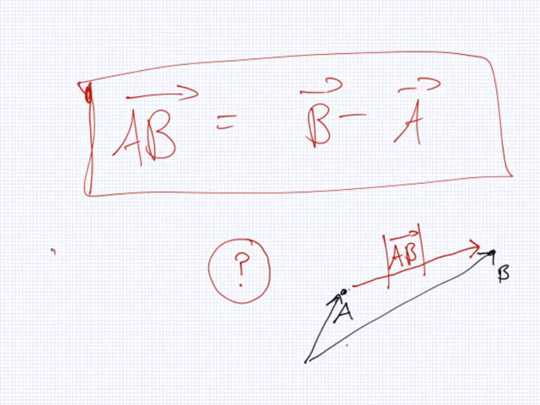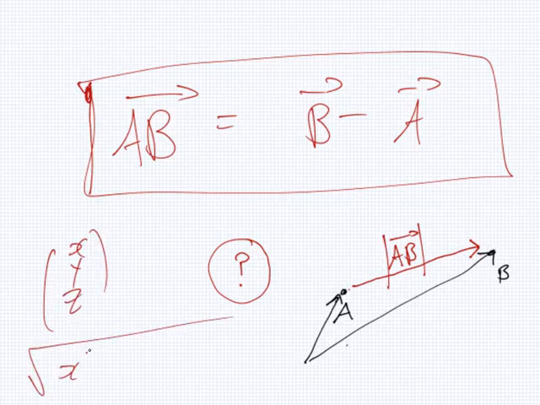You make me so tired. If I have a vector XYZ, the magnitude is the square root of X squared plus Y squared plus Z squared. No, no, no. I wasn't asking for the magnitude. I was asking for vector AB.